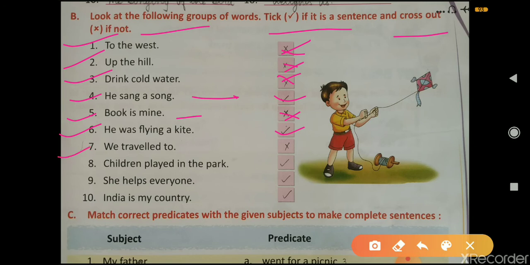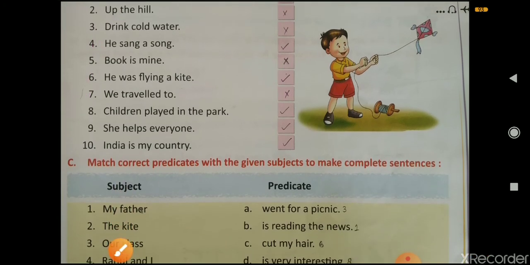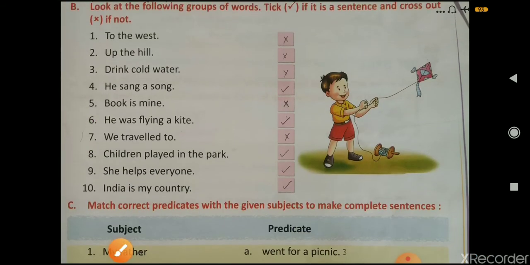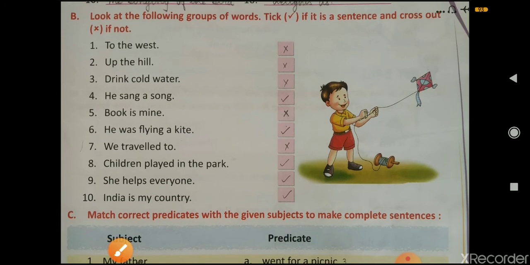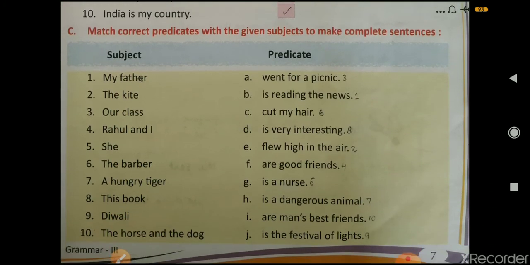Then seventh, we traveled to. Not a sentence. So cross here. Children played in the park. Okay, so here also we get the complete sense. So this is a sentence. Ninth, she helps everyone. This is also a sentence. So tick here. And India is my country. This is also a sentence. This is your exercise number B. You can pause the video and you can complete your work. Okay, but all have to complete your work neatly.